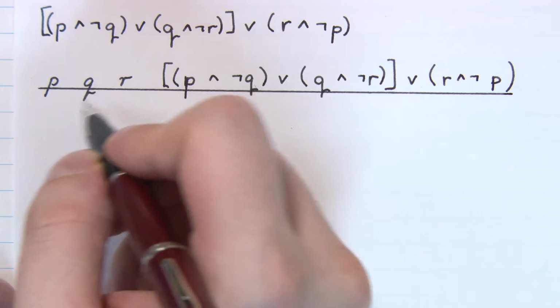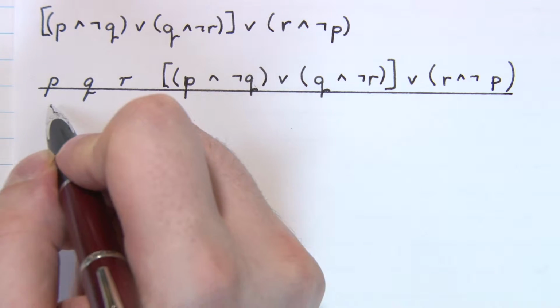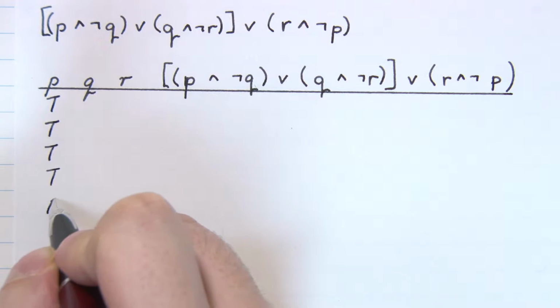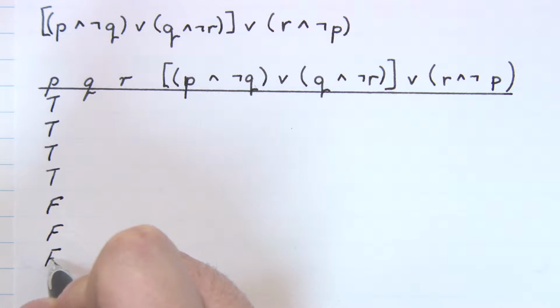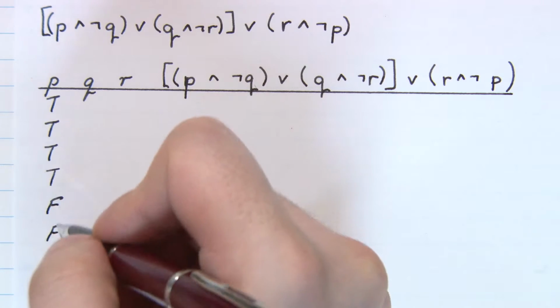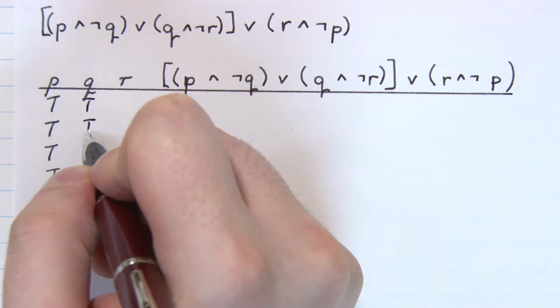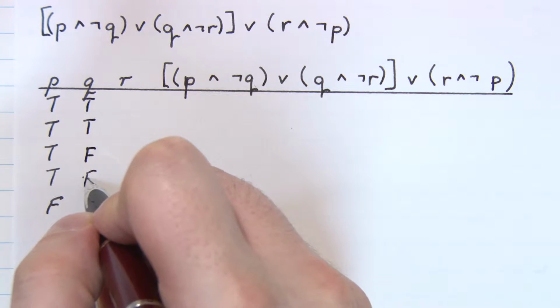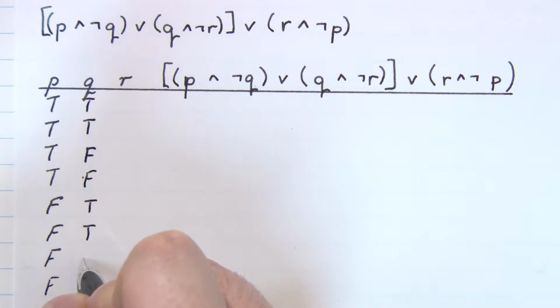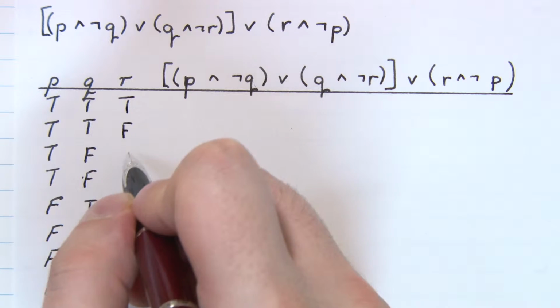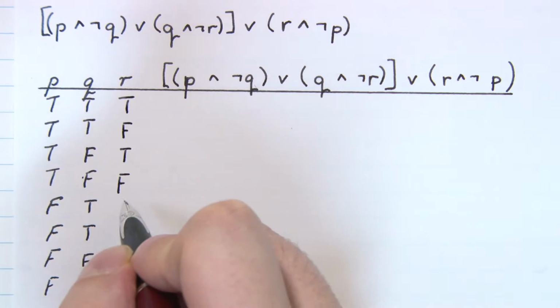Okay, so I have 3 prime propositions. That means I'm going to have 8 lines in my truth table. So again, the same trick. Half of the 8 is going to be true and half is going to be false. I have 2 trues, 2 falses, and I alternate between that. And I alternate in the last column here, true and false.